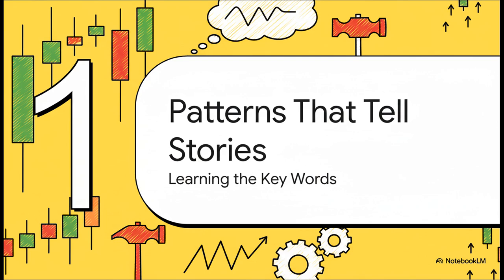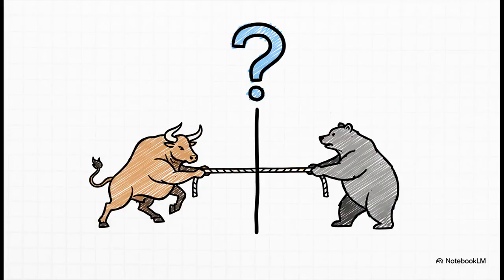Okay, so we've learned our letters. Now it's time to start forming some words. See, when you put a few of these candlesticks together, they can form patterns. And these patterns, they tell us these fascinating little stories about market psychology, stories of indecision, rejection, and huge shifts in power. Our first word is the doji.